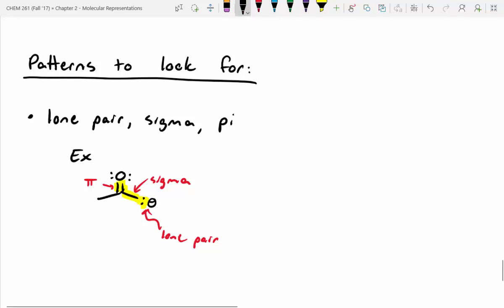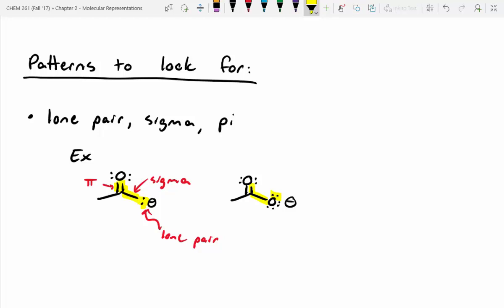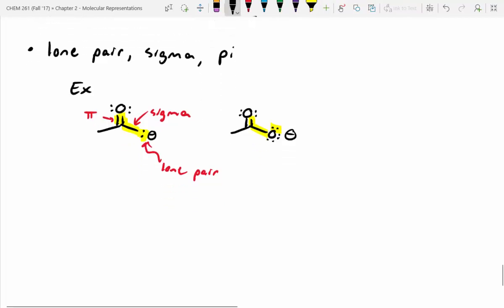Another example we saw was if you've got an oxygen with a negative charge down here. Again, that lone pair doesn't have to be on a carbon. It could be on a non-carbon atom. That's lone pair, sigma, and then pi. Both of those are allowable, and you can push the negative charge on that oxygen up onto the other oxygen too. So that's a common pattern to look for.